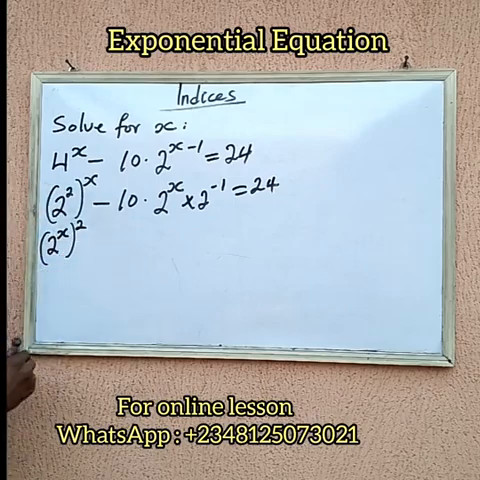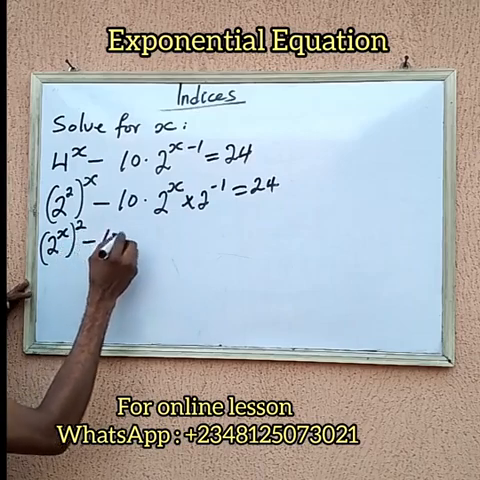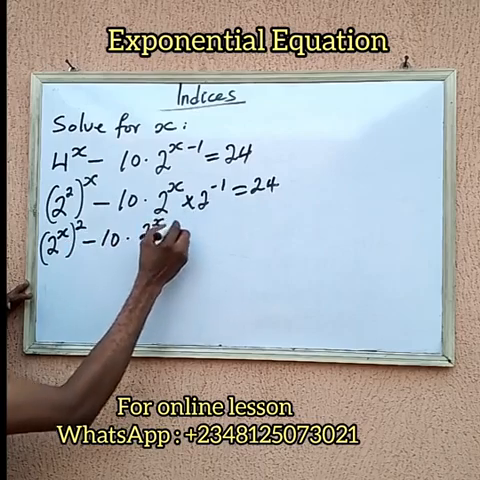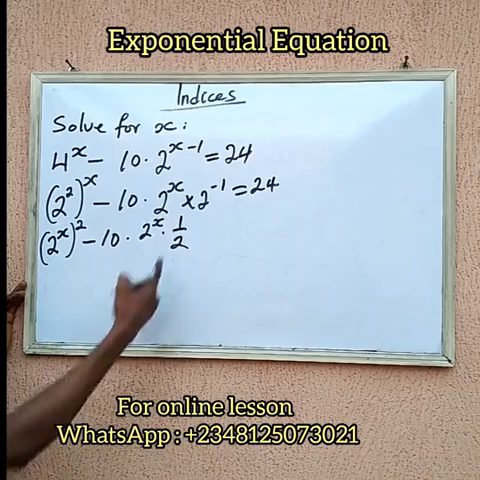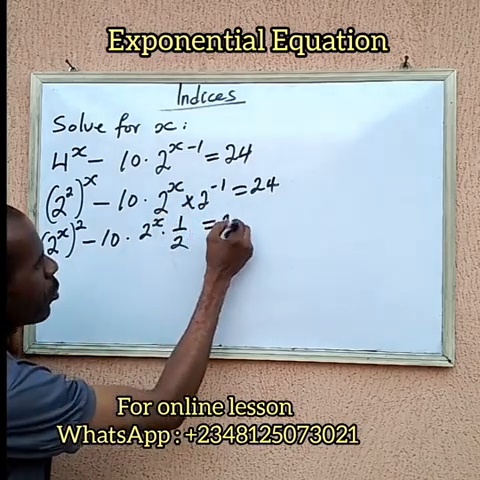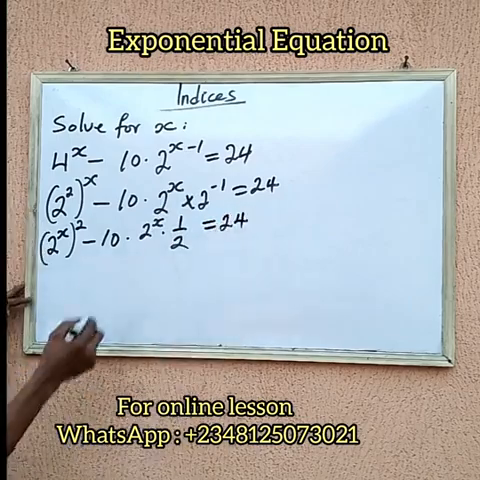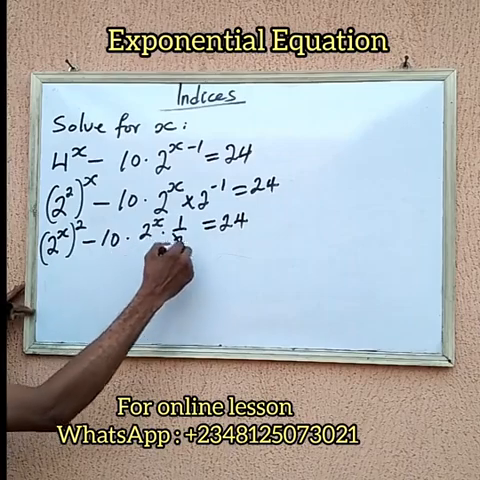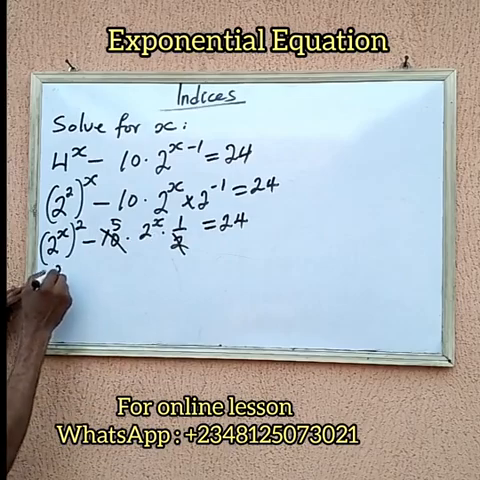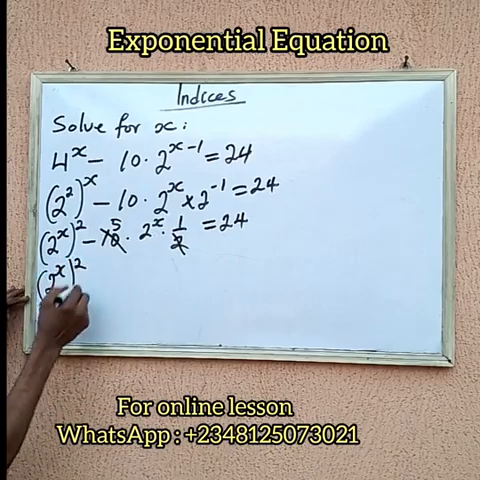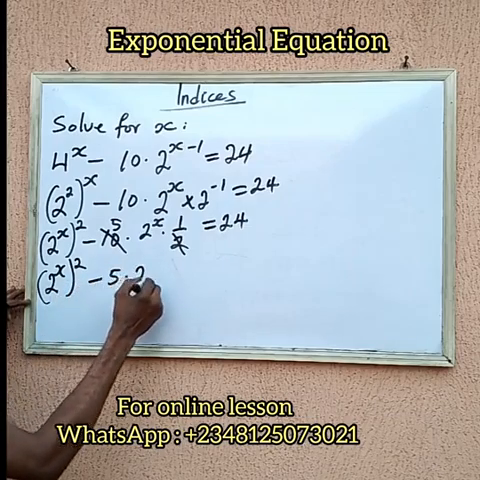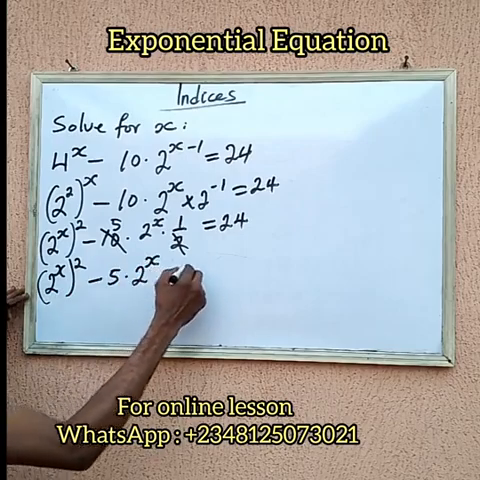This becomes a quadratic function. Then minus 10, we have 2 raised to the power x. So this one is written as 8 times 1 over 2 because of the negative sign here, then equal to 24. So here, this one is multiplication, and everything here will cancel this to give us 5. So from here, we can have 2 raised to the power x, all squared, minus 5 multiplying 2 raised to the power x equal to 24.